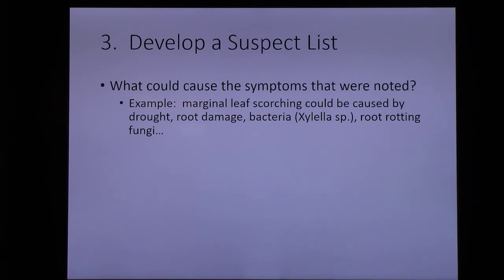So based upon those questions that you've asked and the answers that you've gotten, you can start to develop a suspect list. Well, what would cause the symptoms that I'm seeing? So if I'm seeing a leaf scorch, well, that could be caused by drought, that could be caused by root damage, that could be caused by bacteria, that could be caused by a root rot fungus. So I'm starting to develop my suspect list here.